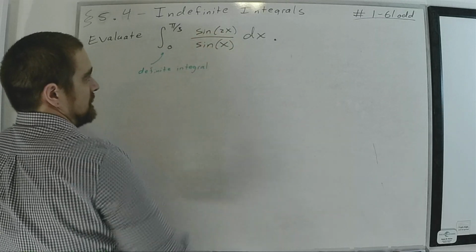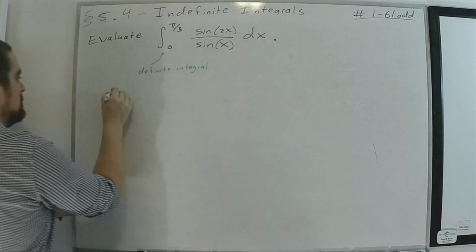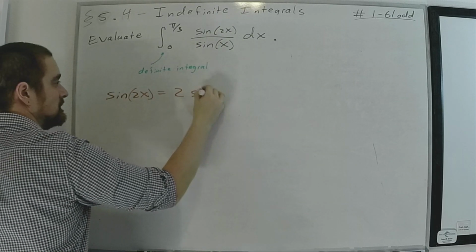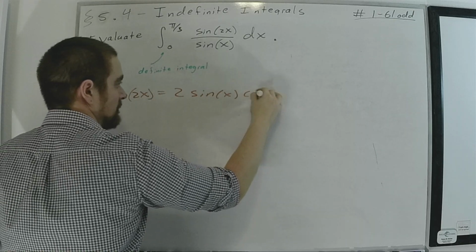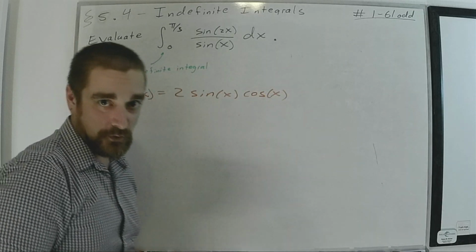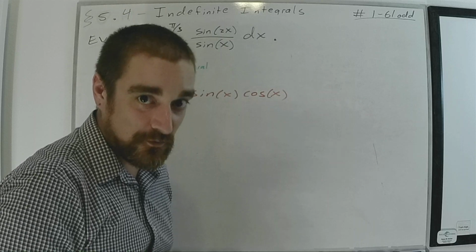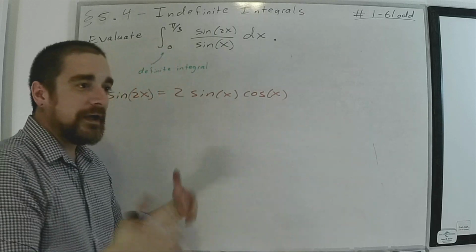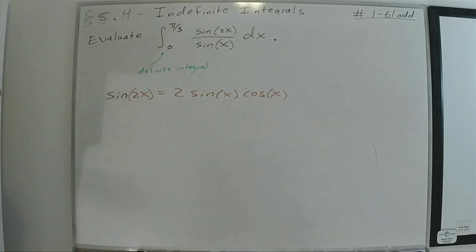We know what sine of 2x is. We know that sine of 2x is 2 sine of x cosine of x. We know that. I'm going to look right in the camera and say, we know that, right? And everyone's going to nod their head. That's just an old identity from trig, right?